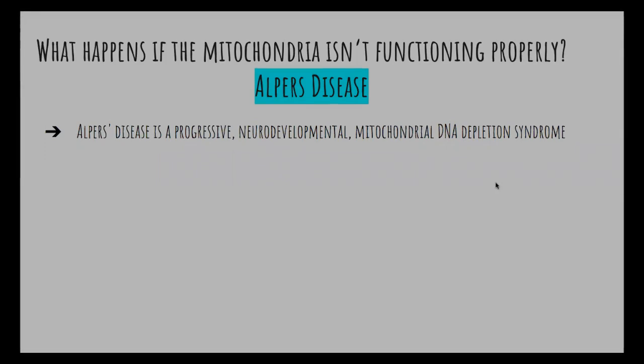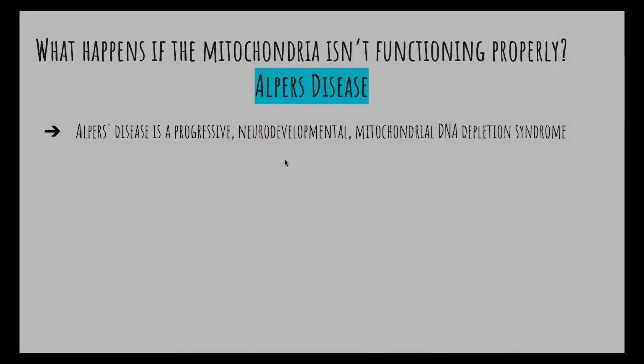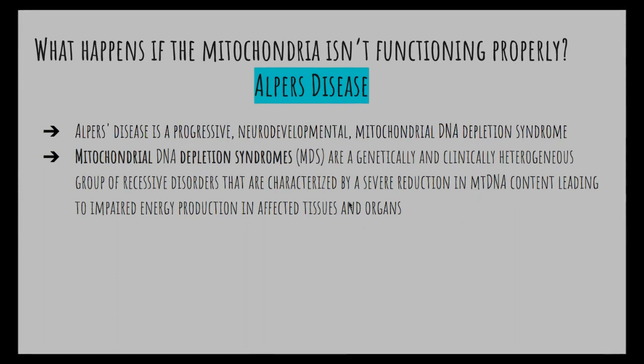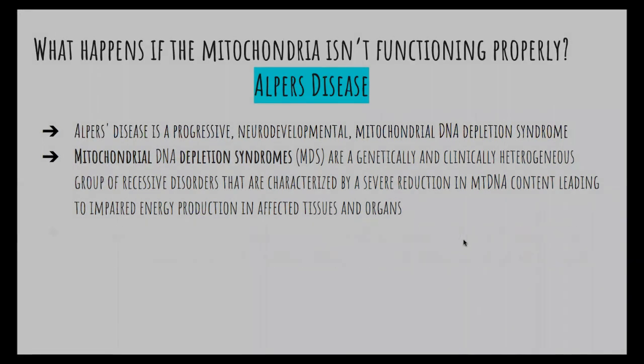If the mitochondria isn't functioning properly, this can lead to being diagnosed with a disease such as Alpers disease. Now, this is a progressive neurodevelopmental mitochondrial DNA depletion syndrome. And DNA depletion syndromes are a genetically and clinically heterogeneous group of recessive disorders that are characterized by severe reduction in mtDNA content, leading to impaired energy production in affected tissues and organs.